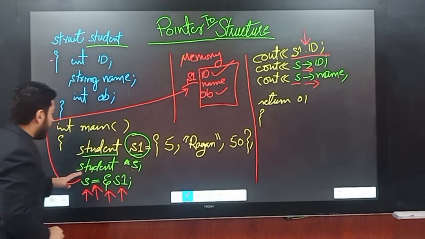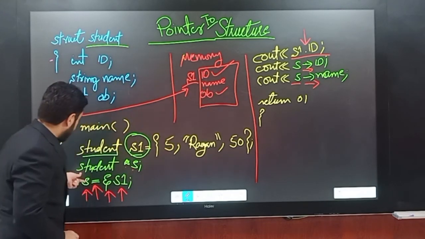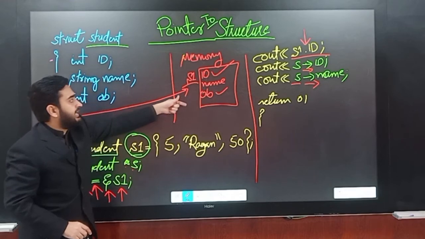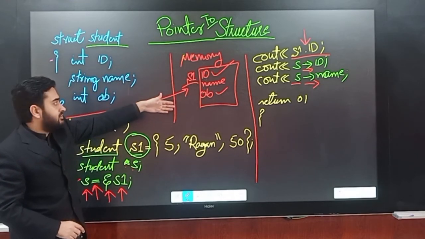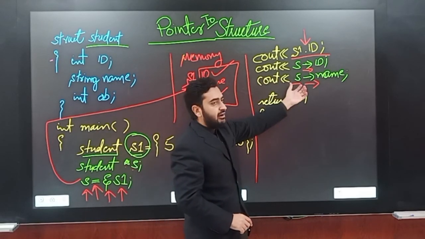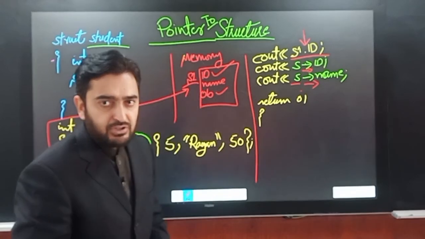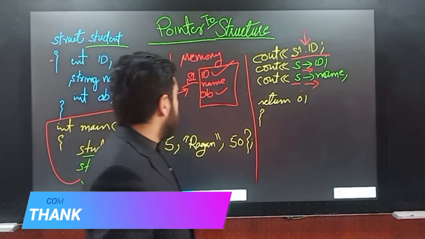So in this way, we can declare a pointer to a structure, and can access all the variables by writing the name of the pointer. So this is a very simple way to declare a pointer to a structure and access the values inside the structure.